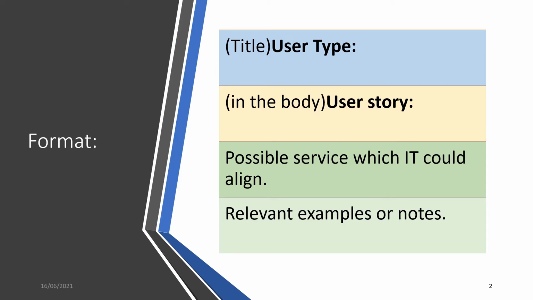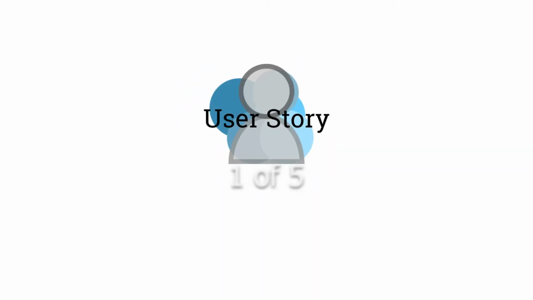Okay, I'm going to quickly explain the format. In the blue we have our user type, in the yellow body we have our user story, in the darker green we have possible services which IT could align, in the light green we have relevant examples or notes. User story 1 of 5.